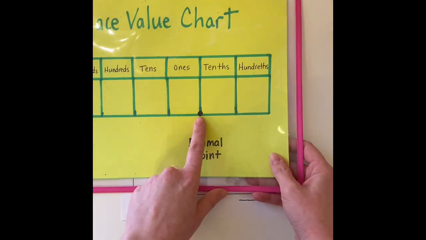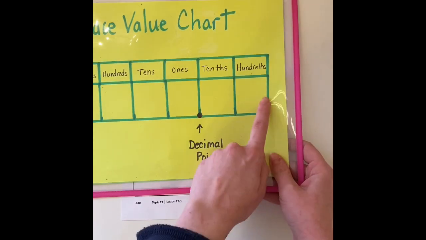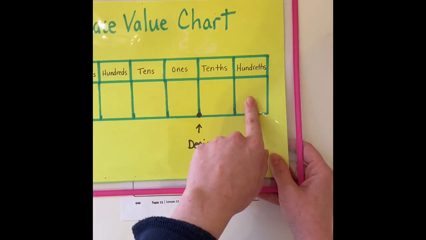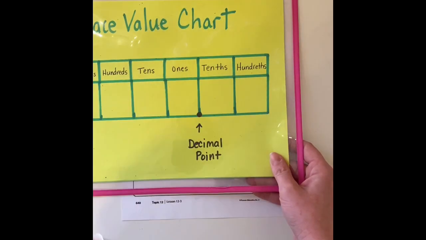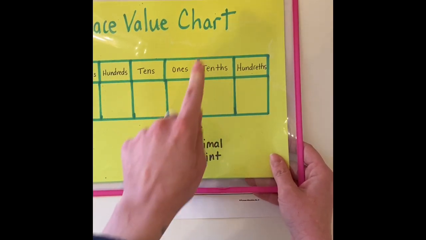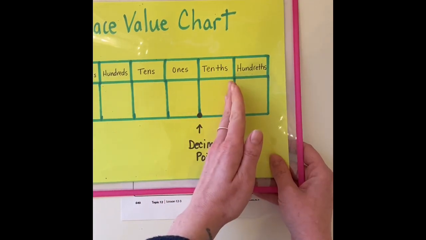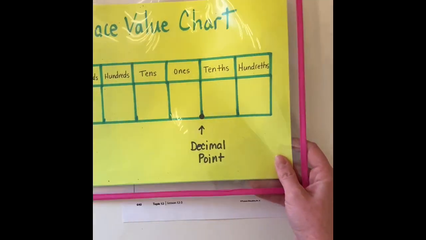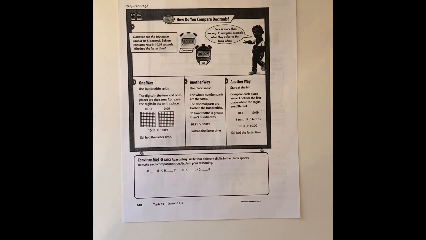So if your decimal point is here and your last digit is in this location, then you would read it hundredths. And if your last digit is in this location, if you only have a digit after the decimal point to the right, then that would be tenths. So we'll talk more about that in a little bit.